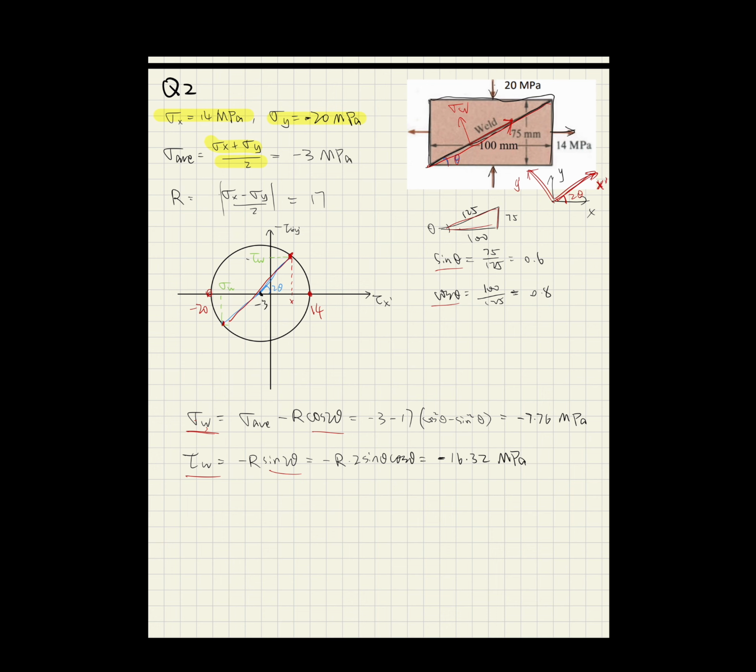And what we want is the normal stress toward the y prime direction, so we rotate by another 90 degrees on the real plane, which means we rotate by another 180 degrees on the Mohr circle. So rotate, rotate, rotate, then here. This is the point. So the x value of this point is the sigma w we wanted. From the graph, it is the center minus r cosine 2 theta, which is minus 7.76.